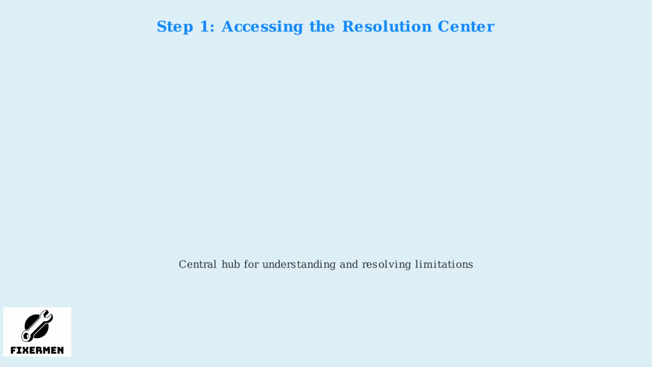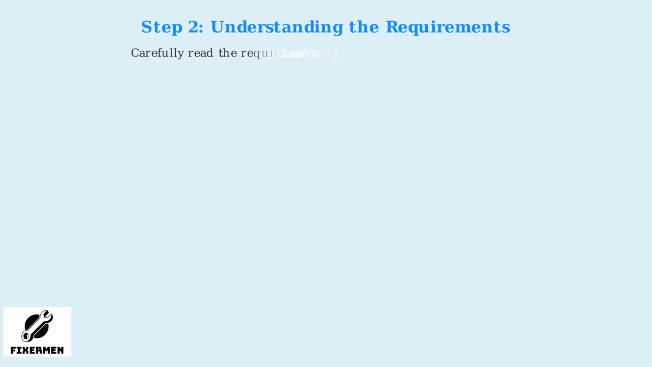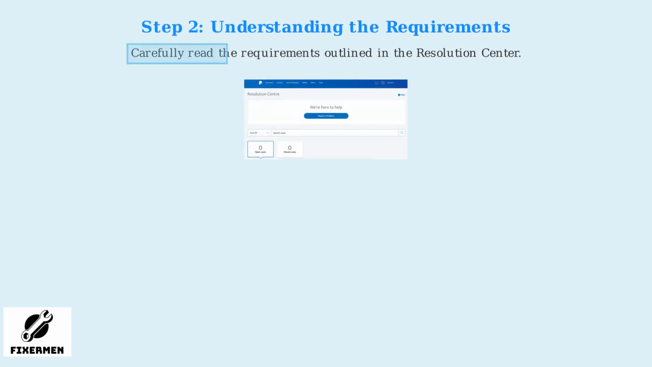Remember, accessing the Resolution Center is your starting point for resolving any PayPal account limitation. It provides all the information you need to proceed with the resolution process. In Step 2, carefully read the requirements outlined in the Resolution Center. PayPal will specify exactly what information or documentation they need to verify your identity, confirm transactions, or prove business legitimacy.